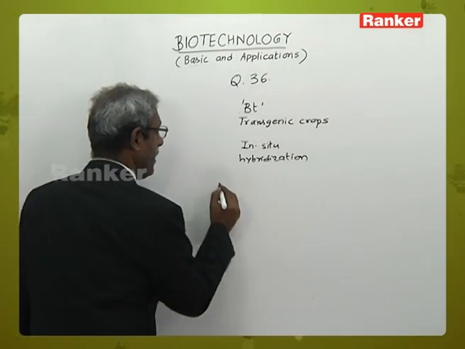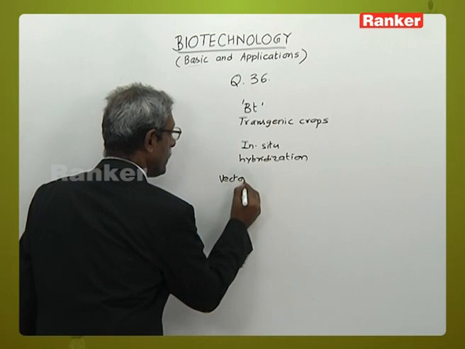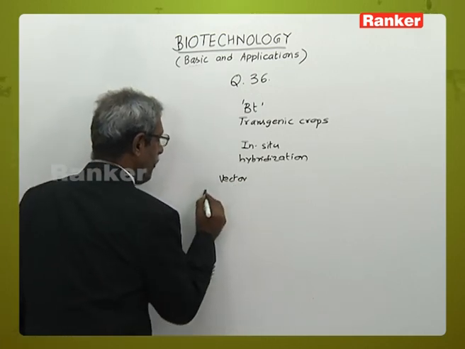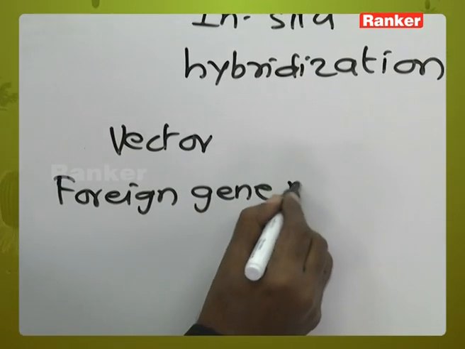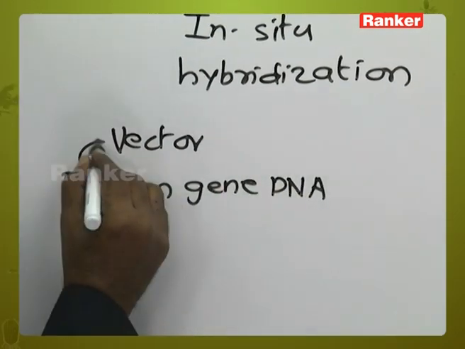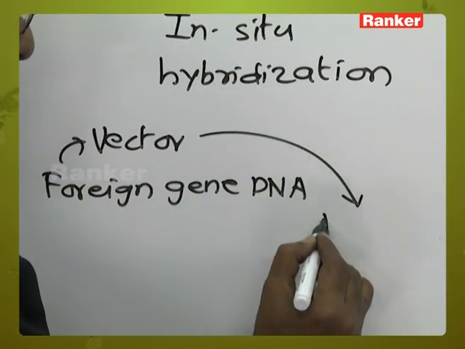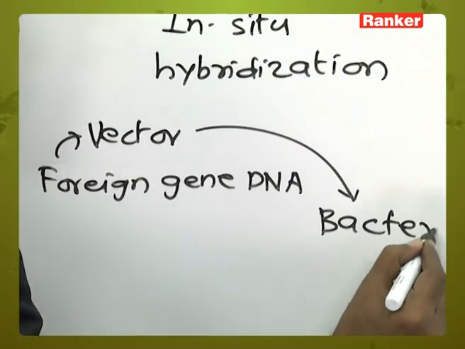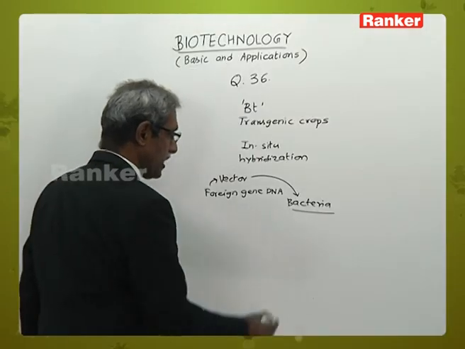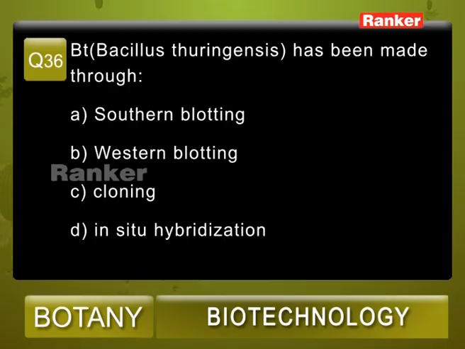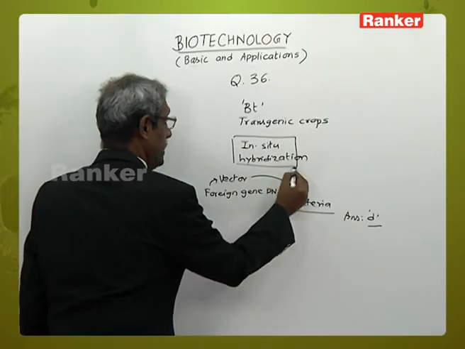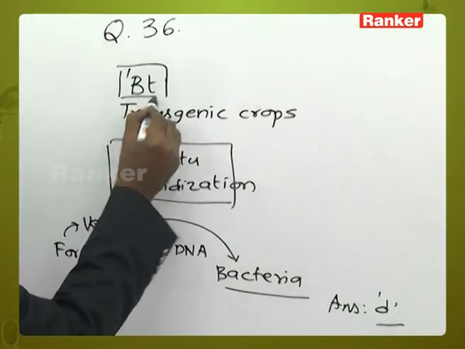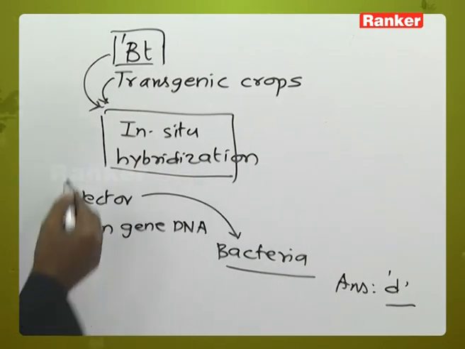That is, we have a vector. The vector carries the foreign gene of interest, or the foreign DNA of interest, and places it into a bacteria, and it is expressed in the bacteria. Hence, the answer is D. D refers to in situ hybridization. So, in situ hybridization and transgenic crops are related.